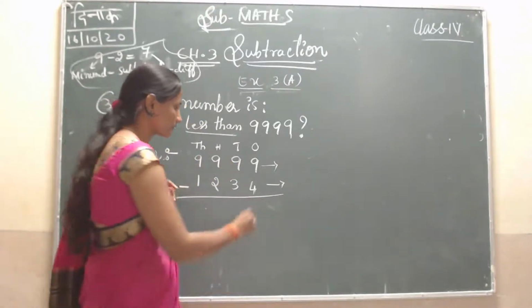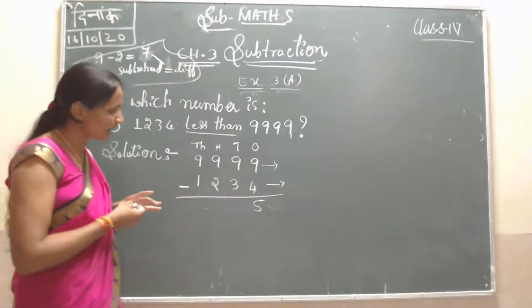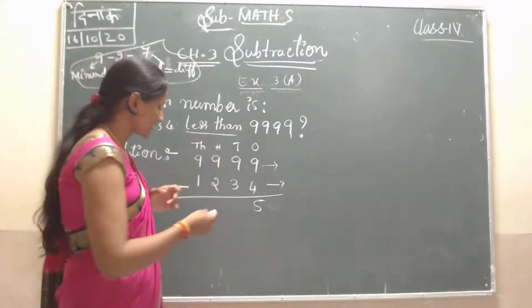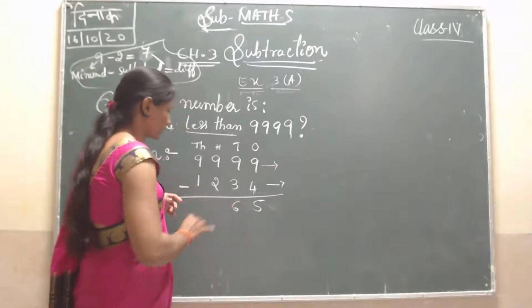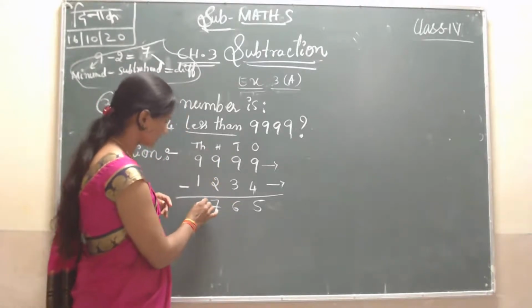9 minus 4, what is that? Which number is left? 5 is left. Next, 9 minus 3, that is 6. So 9 minus 7, 2. So 9 minus 1, that is 8.